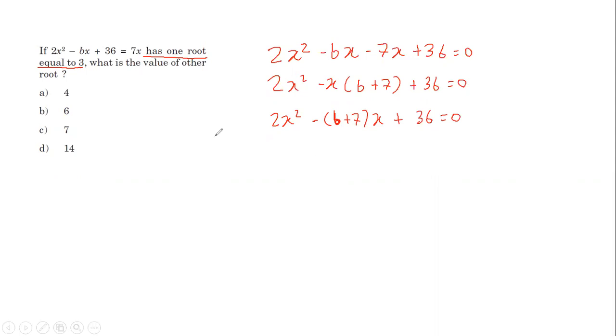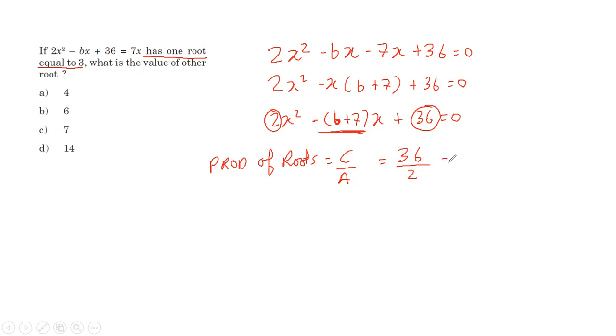Try to apply the formula we just learned, because I already know that the product of the roots is directly given to me by c by a, and you notice c is already given to me and a is already given to me. So to figure out the product of the roots, I don't need the coefficient of x. Even if I do not have the value of the coefficient of x, I can still figure out the product of the roots. So c is 36, a is 2. So the product of the roots comes out to be 18.